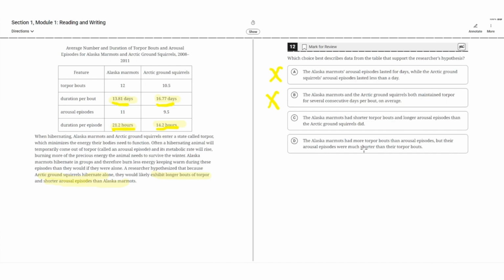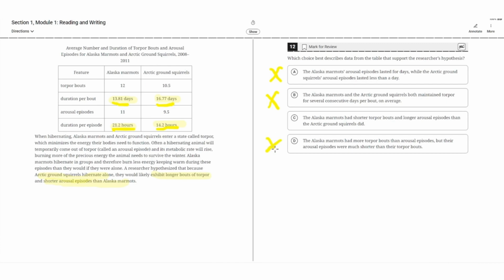D. Alaska marmots had more torpor bouts than arousal episodes, but their arousal episodes were much shorter than their torpor bouts. This is incorrect because the hypothesis compares the Arctic ground squirrels with Alaska marmots, whereas this option only discusses the Alaska marmots.